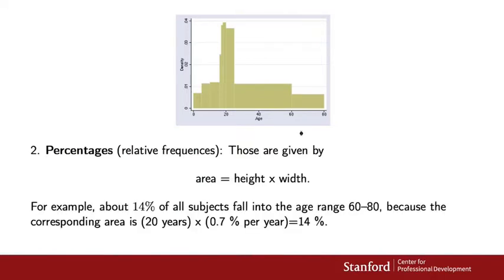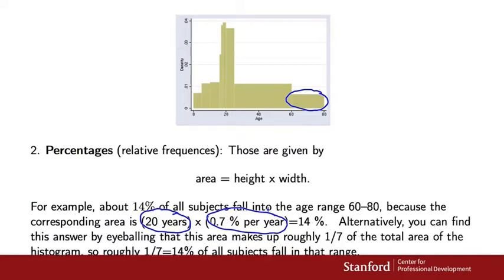So, for example, if we want to figure out what percentage of people fall in the age range between 60 and 80, then the computation that we would make is we would look at the width of the box, which is 20 years, multiplied by the height, which is 0.7% per year, and we would find that there are 14% of subjects falling in that range. As we've seen before, there's another way to figure this one out. We can eyeball that this area comprises roughly 1/7 of the total area. So roughly 1/7 of the subjects fall in that range.